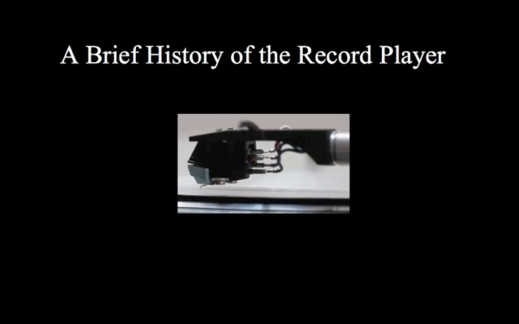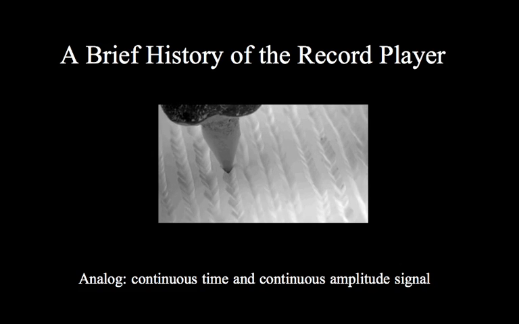So here is a closer look at it. You can see the record is rotating around. The needle, that tiny little needle that's touching the record, is tracing the sound wave as the sound wave passes underneath it. Let's take an even closer look. So, like I said, continuous time and continuous amplitude signal. There we go. There's my GIF.